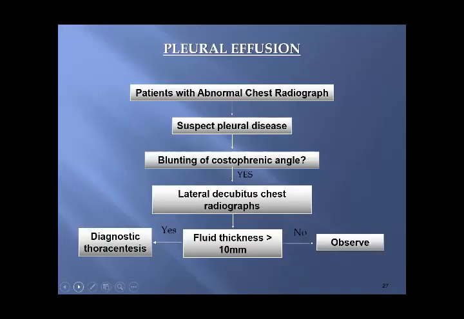Okay, in pleural effusion, what else can there be? How do you approach a child with pleural effusion? Patient with an abnormal chest radiograph, as we have seen in the different X-rays, suspect pleural disease. If there is blunting of the costophrenic angle, then a lateral decubitus chest X-ray is done. If the fluid thickness is more than 10 millimeters, diagnostic thoracocentesis is done. And if the fluid thickness is less than 10 millimeters on this lateral X-ray, we only observe and avoid thoracocentesis, because there are chances we can injure the lung.